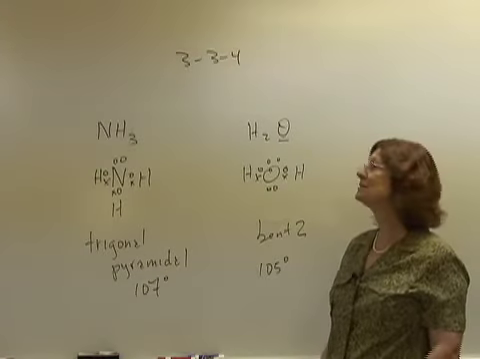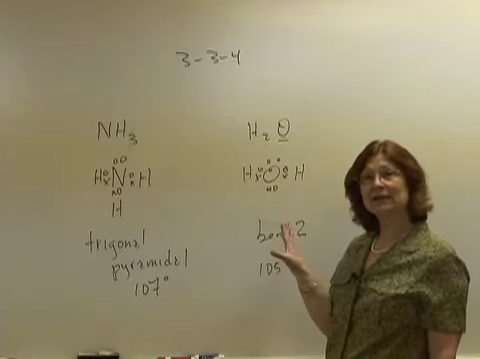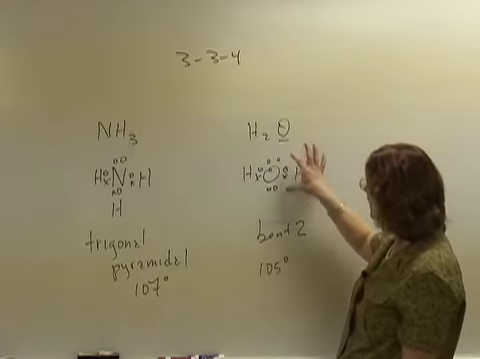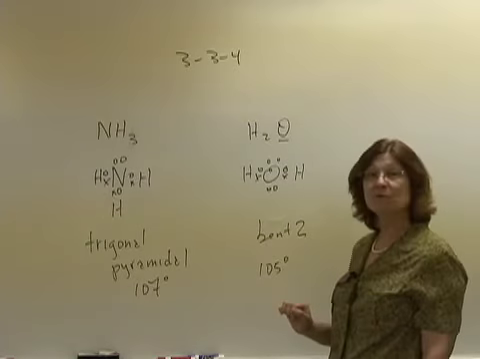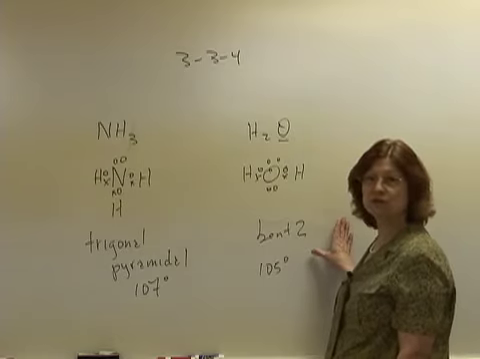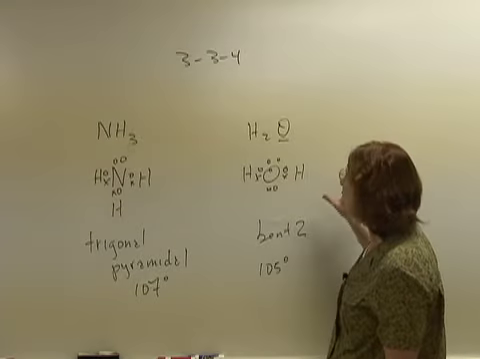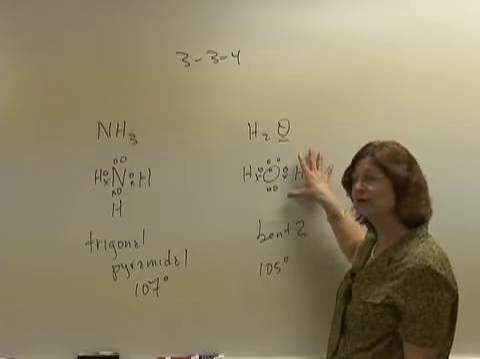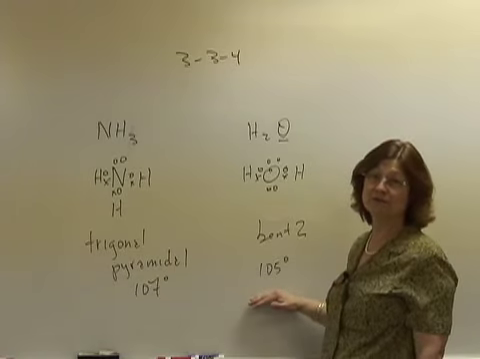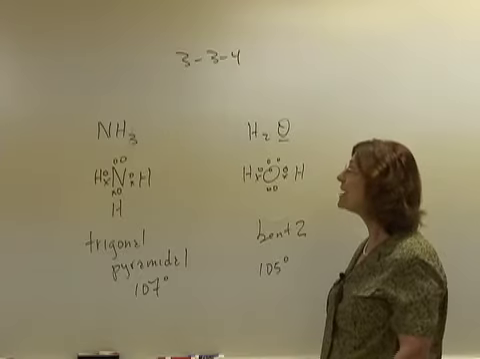The differences, once we draw the shapes, are very clear. In ammonia, we have 1 lone pair, and in water, we have 2 lone pairs. Therefore, we have 2 different shapes. We have a trigonal pyramidal and a bent 2. And also, the lone pairs, because water has 2 lone pairs, it has much greater repulsion, causing the angle to be smaller. Those are a lot of differences.